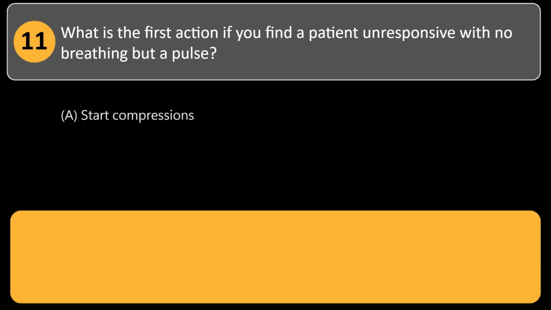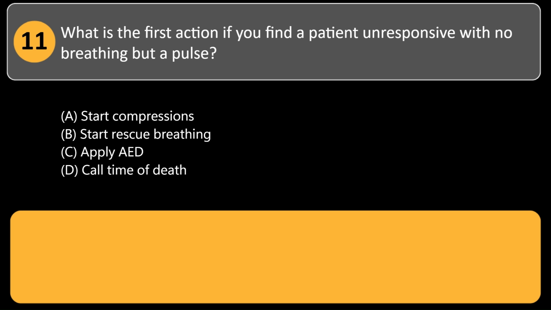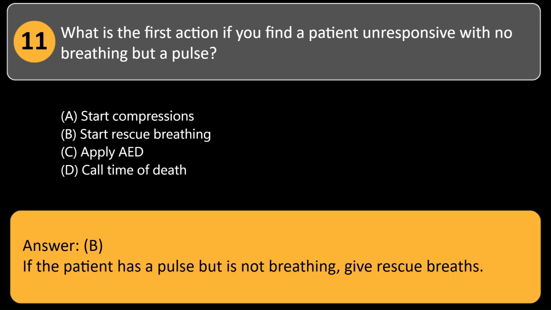What is the first action if you find a patient unresponsive with no breathing but a pulse? A. Start compressions. B. Start rescue breathing. C. Apply AED. D. Call time of death. Answer: B. If the patient has a pulse but is not breathing, give rescue breaths.